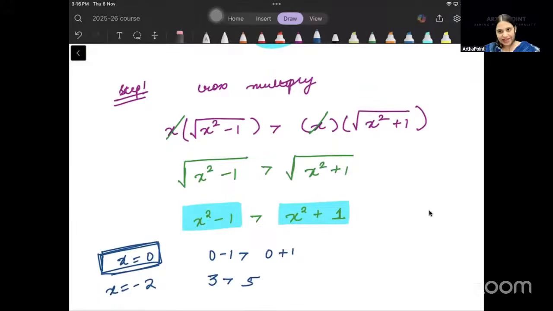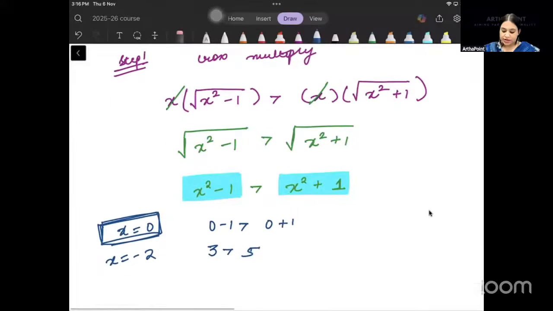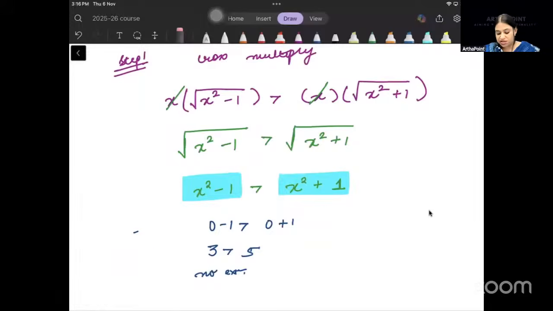There exists no x which can satisfy this condition. Are you understanding this? If I take x to be plus 2, then also no x exists. So when I square on both sides, I am missing out on some important element and I am not able to solve this. मैं इसको सॉल्व नहीं कर पाऊंगी अगर मैं दोनों साइड पे स्क्वायर कर दूं.